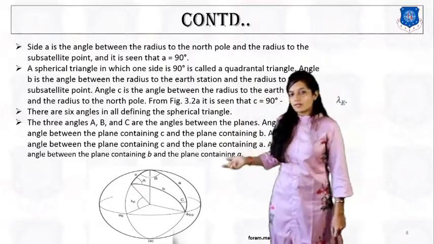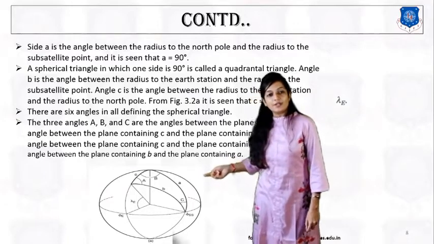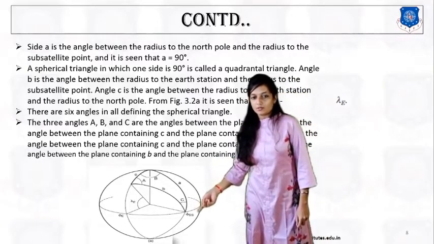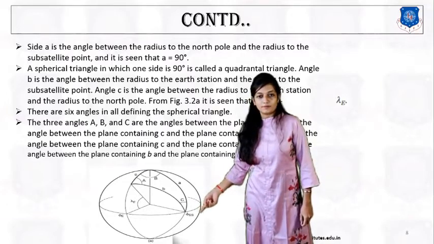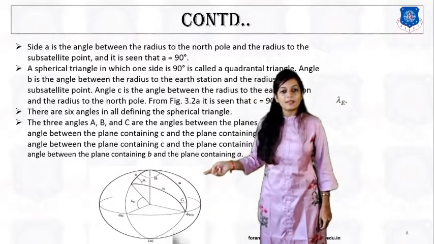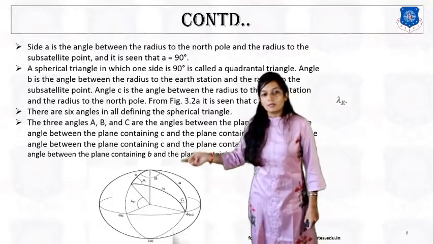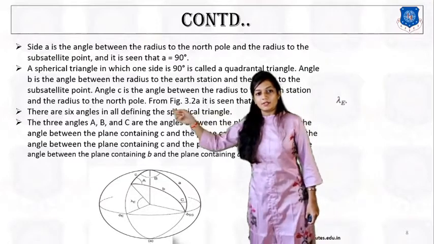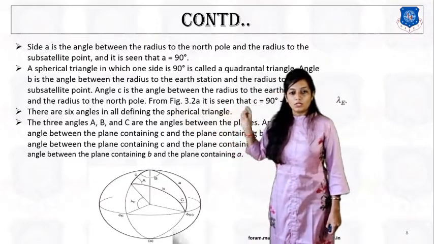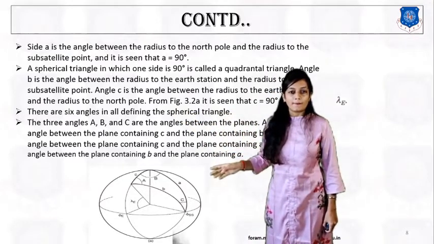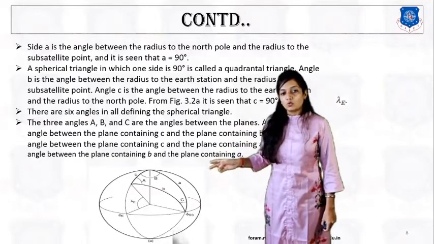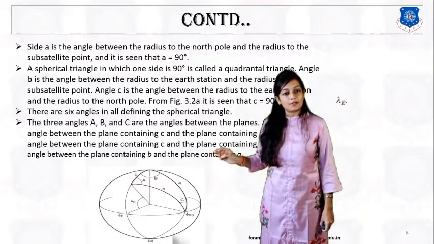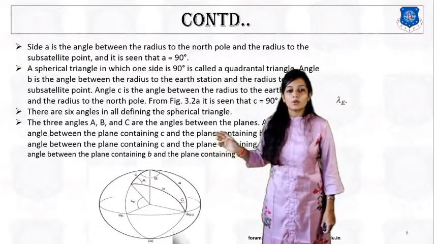The angle small b is the angle between the radius to the earth station and the radius to the sub-satellite point. Alright? Angle C is the angle between the radius to the earth station and the radius to the north pole. These three angles are there. Alright? So total 6 angles are there. Small ABC and capital ABC.